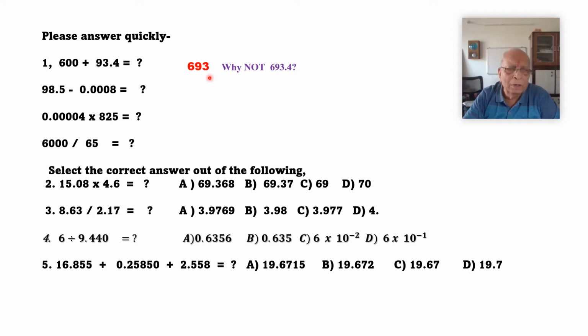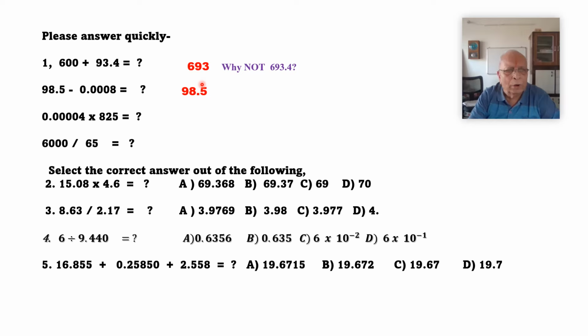Why? Why not a decimal place? Because here we find that there is no decimal place in 600. Zero zeros, these are trailing zeros, only one significant digit is there. So this has to be maintained without decimal places. So 693. Similarly, next question, very simple, you can add it up.